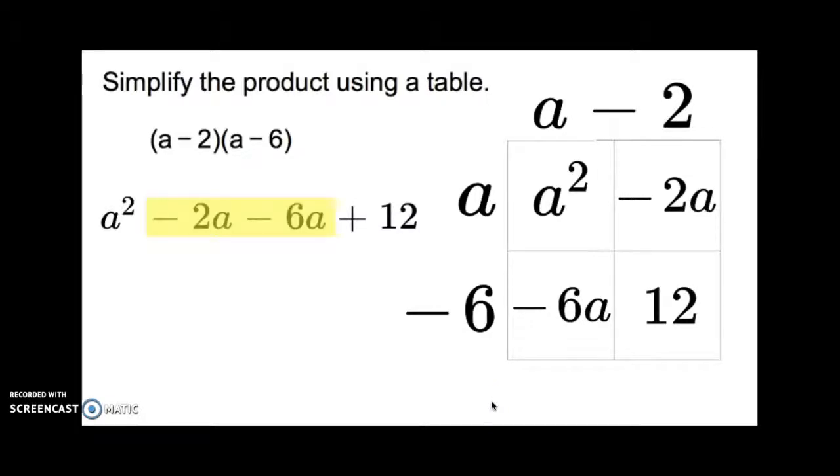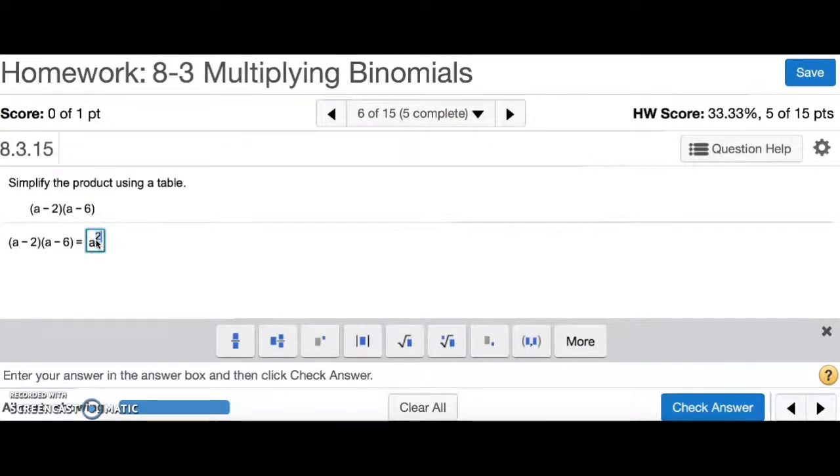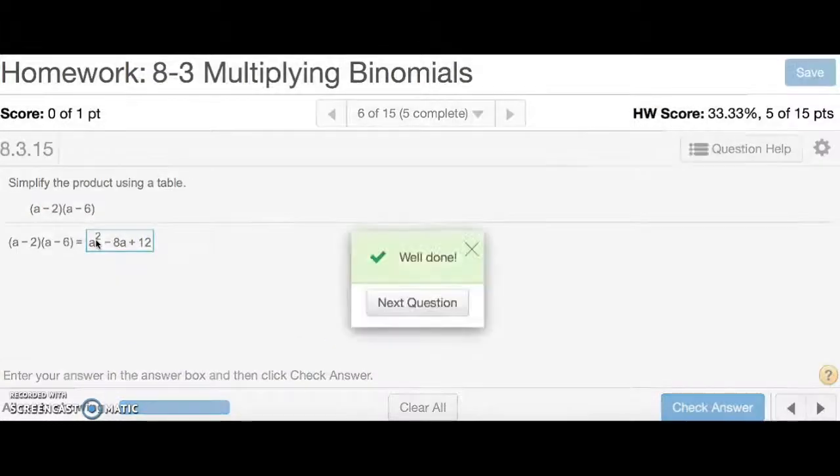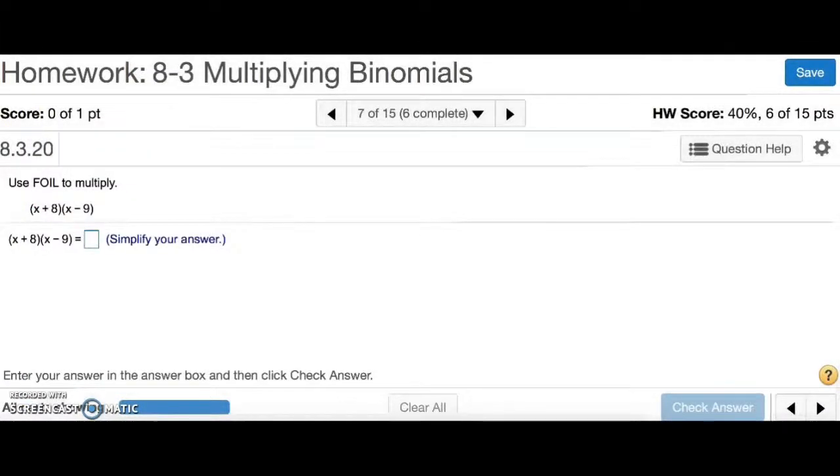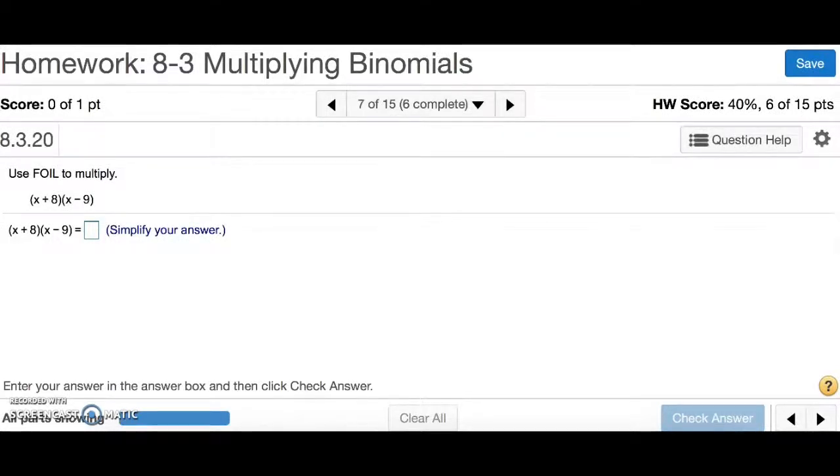My like terms are negative 2a and negative 6a. So negative 2a plus negative 6a will be negative 8a. So my answer is going to be a squared minus 8a plus 12. So let's type that in. So a squared minus 8a plus 12. And that's number 6.